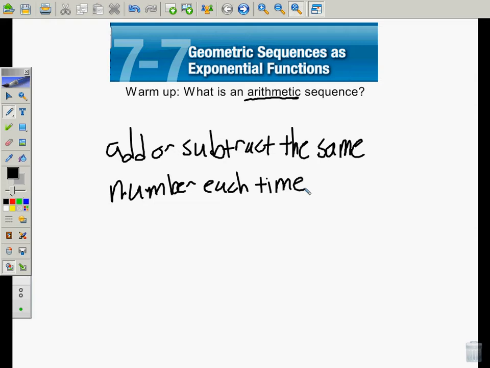And if you remember, we did these a while ago. An example of an arithmetic sequence would be 2, 4, 6, 8, because you just add 2 every time. We looked for that common difference, and then we had our formula for arithmetic sequences. That's the main idea: add or subtract the same number each time.